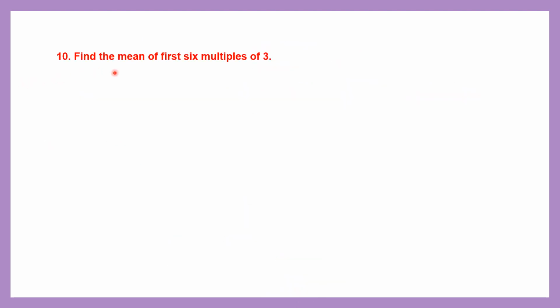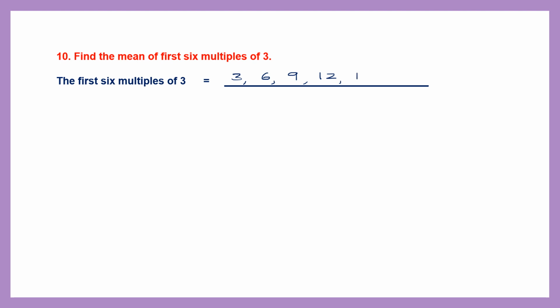Question 10. Find the mean of the first 6 multiples of 3. So the first thing we have to do is write down the first 6 multiples of 3. Multiples are simply the tables. So let's write the first 6. 3 ones are 3, 3 twos are 6, 3 threes are 9, 3 fours are 12, 3 fives are 15, and 3 sixes are 18. So we have 6 multiples.